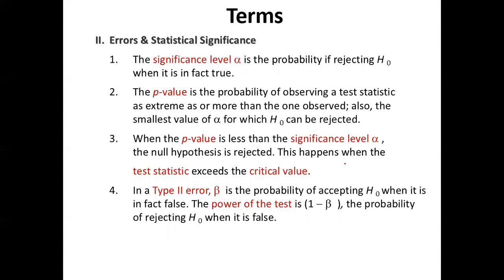So what is the main point here? The p-value should be less than the significance level alpha. That means if the p-value is less than 0.05 or 0.01, we must reject the null hypothesis. And when we reject the null hypothesis, then we are going to use the alternative hypothesis.